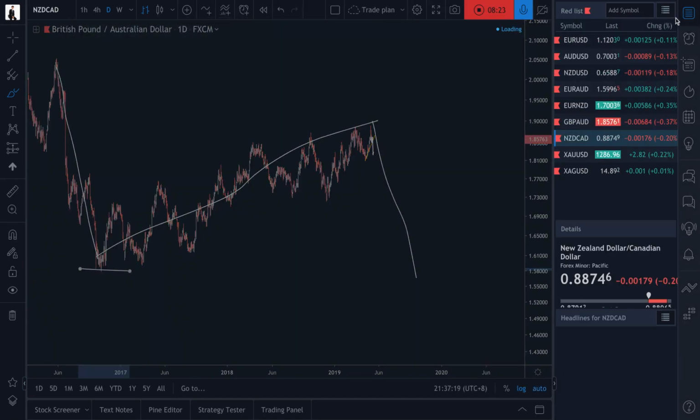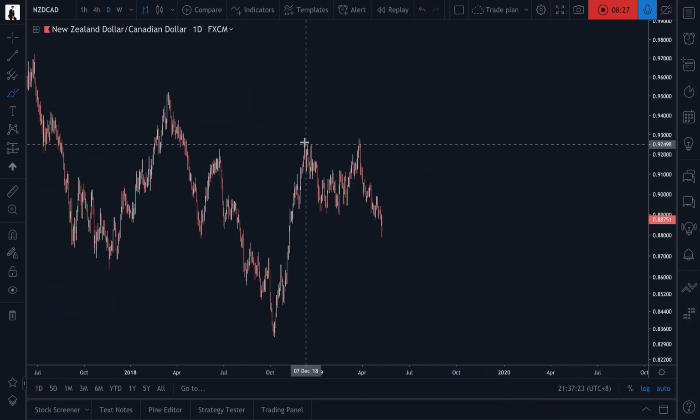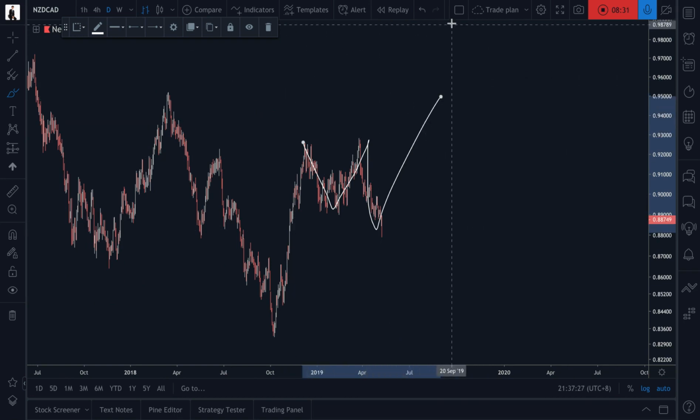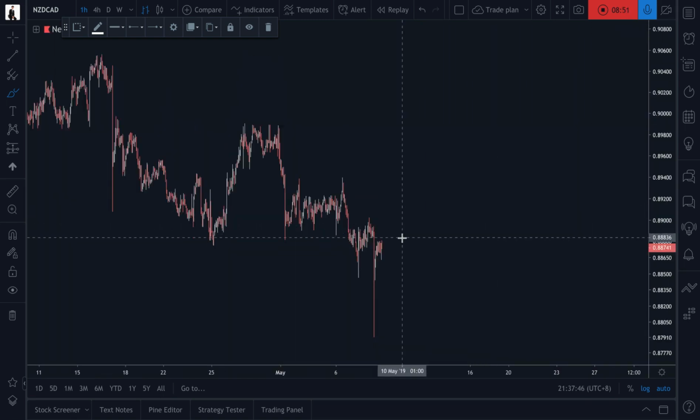Next on the watch list is New Zealand Canadian. New Zealand Canadian, we are expecting this as a corrective pattern for another move up, and for that reason we are interested to look for that buy. Same thing for all New Zealand pairs because of this morning's RBNZ rate statement. The RBNZ decided to cut its rate, but if you look at price action, there's a dip, but then the retracement fully recovered everything.